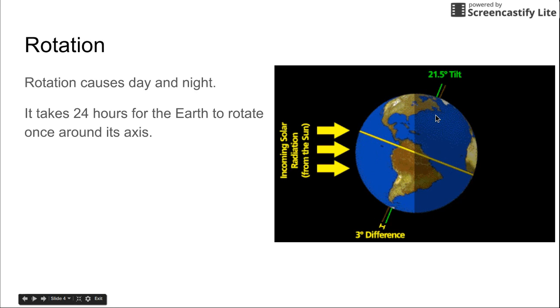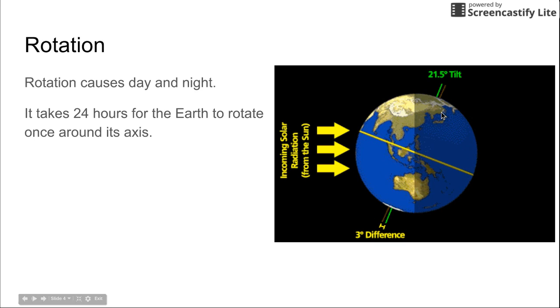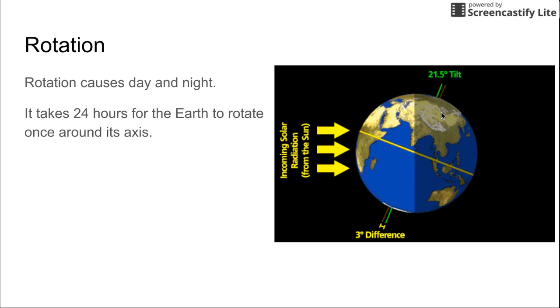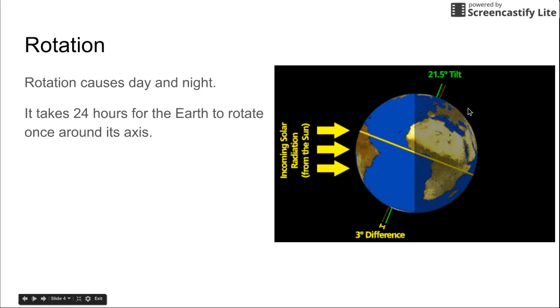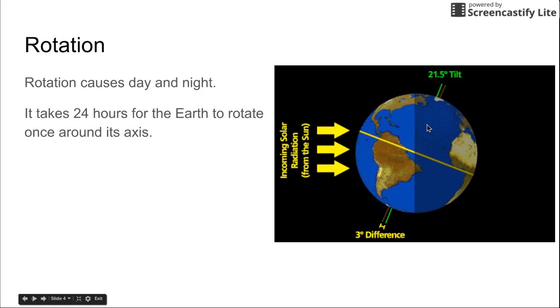Now, you'll notice that Earth is actually tilted and does not rotate straight up and down. And this will make more sense as to why when we continue with this lesson and through next week. So you have this incoming solar radiation. The Earth is tilted as it rotates around, creating day and night.